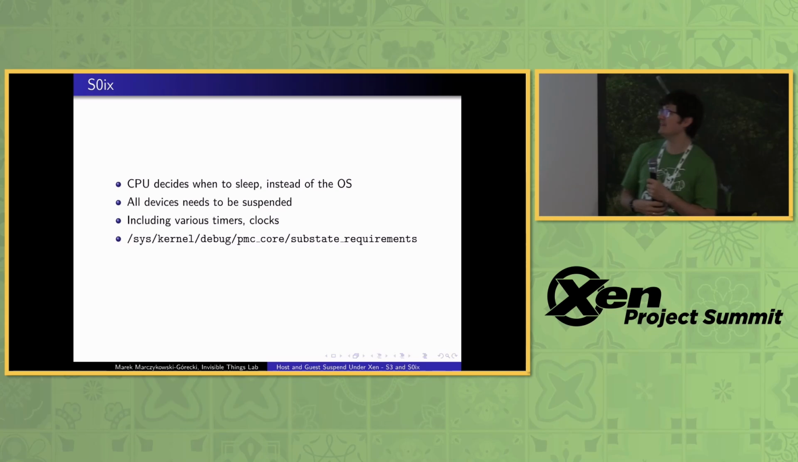So how is it different? First of all, the main difference is that the CPU decides when to go to sleep. It's no longer some ACPI method or anything else triggered from the OS to say, okay, now go to sleep. You need to meet a bunch of conditions, and the CPU decides, okay, I have nothing to work on, so I will go to sleep. Clarification about the entity that decides when to sleep.